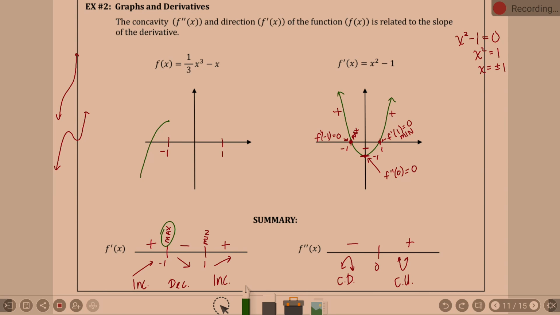Then, what do we do after negative 1? Decrease. We are going to go down. We're going to have a minimum at positive 1. So we're going to end up having a minimum there.